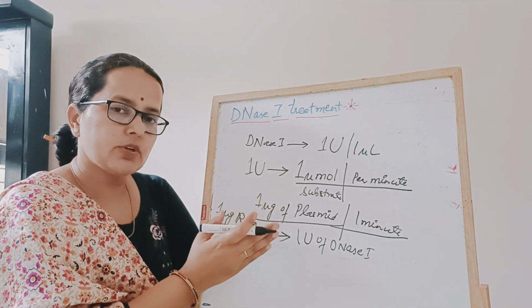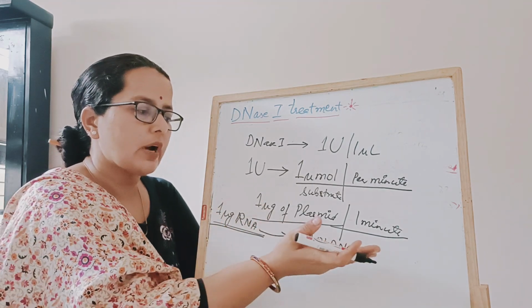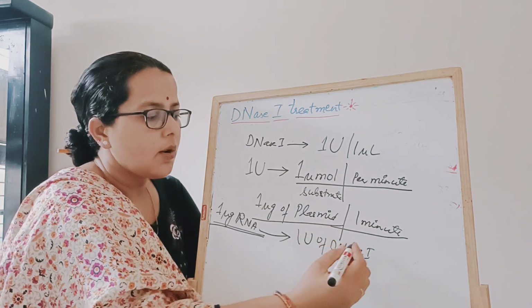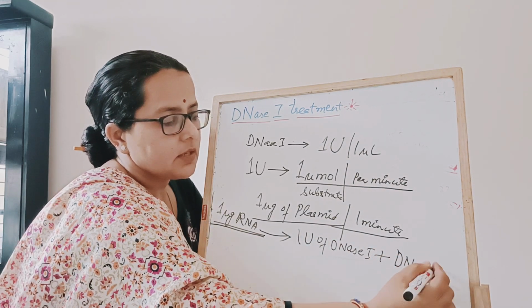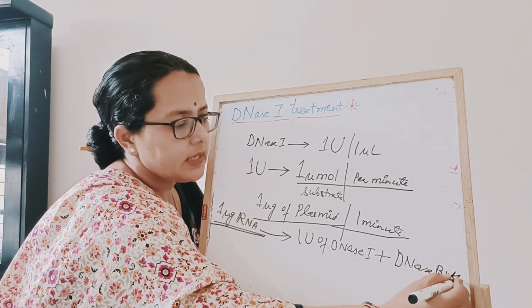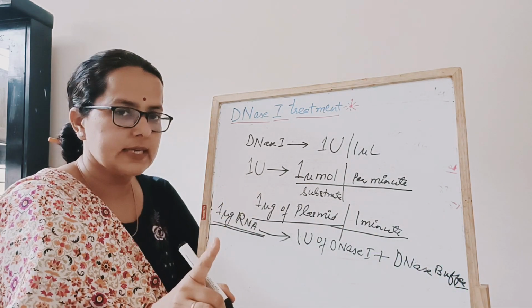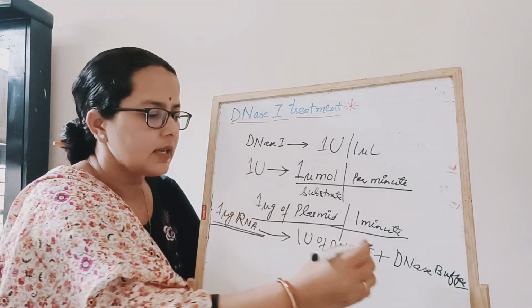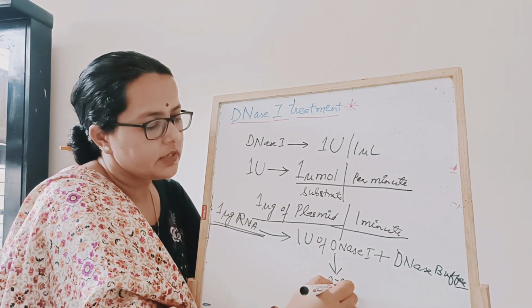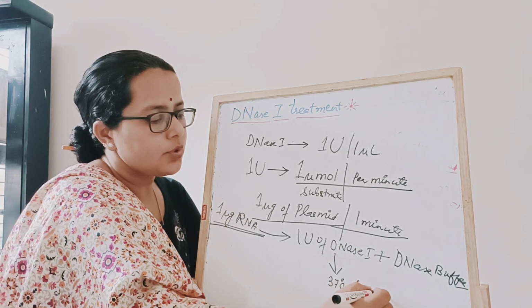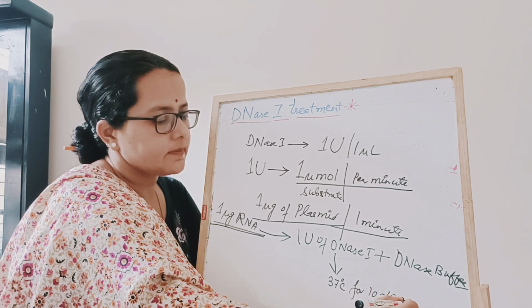1 microgram of RNA you have taken, and in it you add 1 unit of DNase I, plus the DNase I buffer, in the concentration of 1x, so from 10x you have to make it 1x, and then you have to keep it at 37 degrees for 10 to 15 minutes.